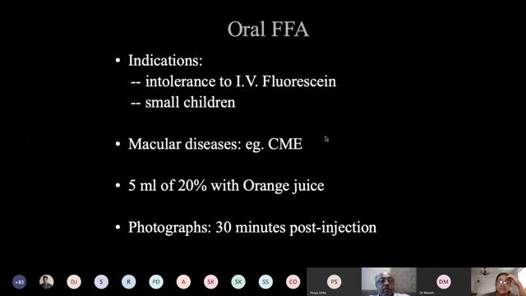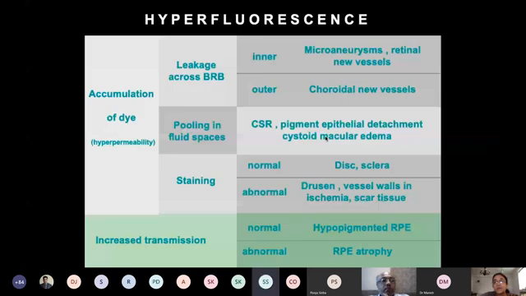Now, this is an important segment of my presentation where we need to understand the terms hyperfluorescence and hypofluorescence. We also need to understand what exactly are the various types of lesions which can cause hyperfluorescence. So let's see, hyperfluorescence can be caused by leakage across the blood-retinal barrier, by pooling in fluid spaces, and by staining. So these are 3 things which can cause hyperfluorescence.